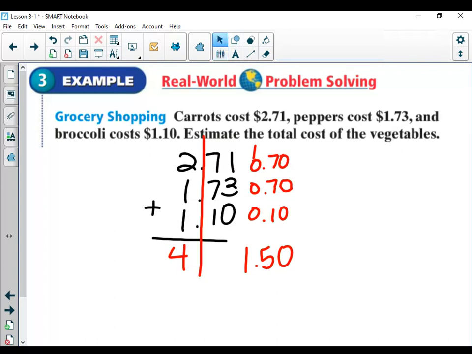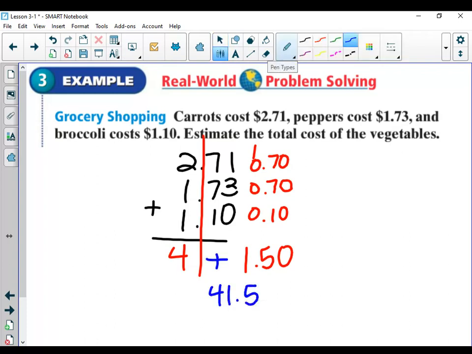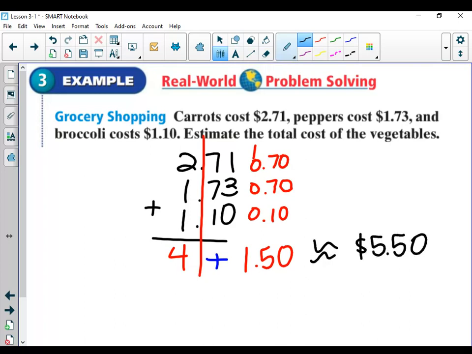Second mistake 7th graders make. They just smushed it together. Well, no, because 4 plus 1.5 is not 41.5. 4 plus 1.5, we're estimating that we're going to need about $5.50 for these veggies.